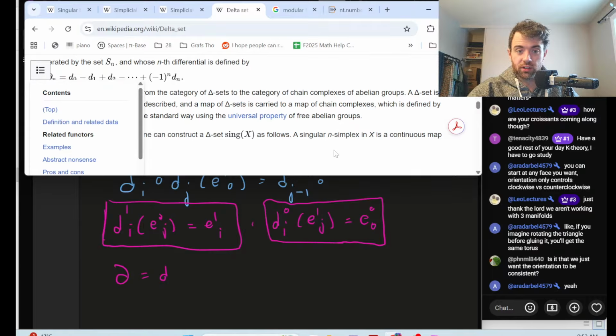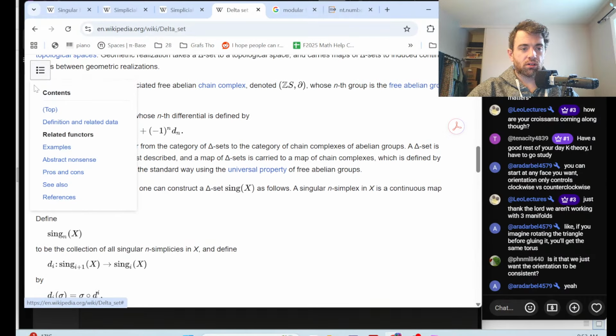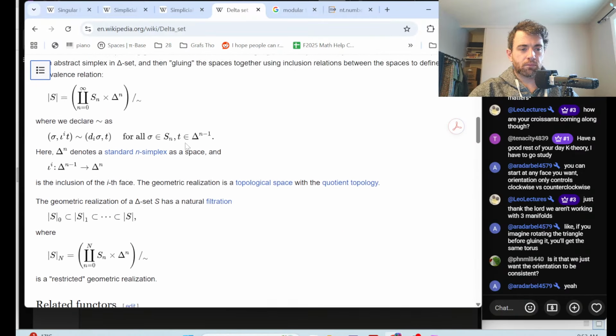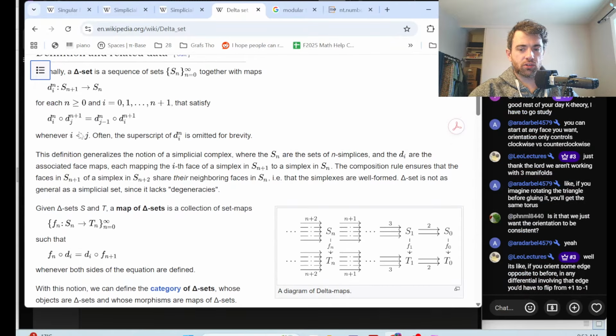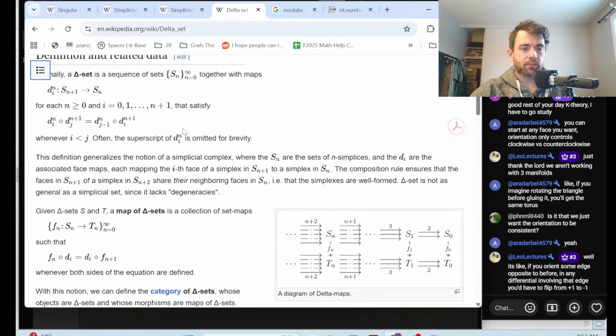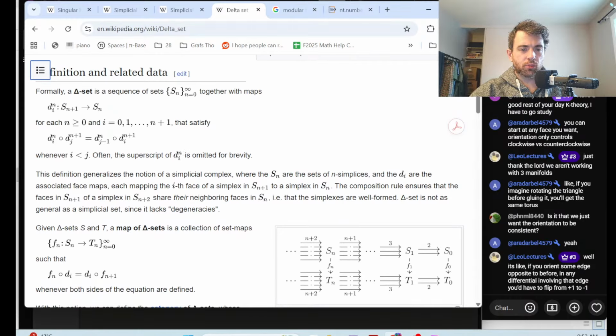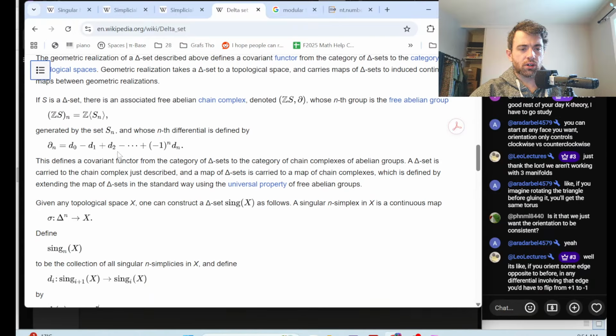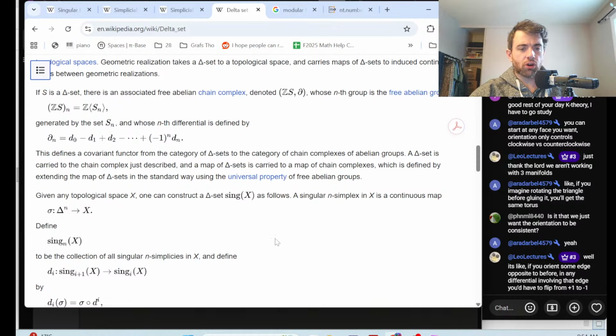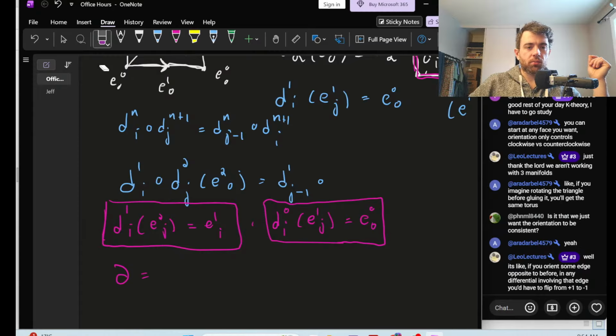Is that what we want, the orientation to be consistent? Now I'm really confused because we have D. What are these lower sums here? Well, it's like if you orient some edge opposite to before in any differential involving that edge. The superscript is omitted for brevity. Okay. Oh, I see. Right, we're just omitting the superscript.